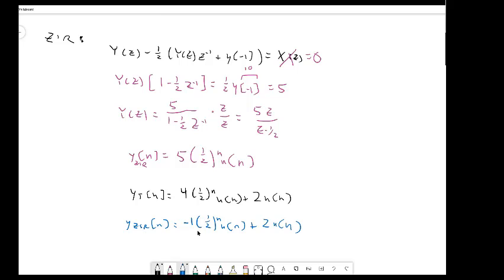So the zero state response plus the zero input response gives me the total response. And this is what we would have gotten if we had solved the problem with the two-sided transform, if we'd done it in the Y of z equals X of z times H of z methodology. Should all be consistent.